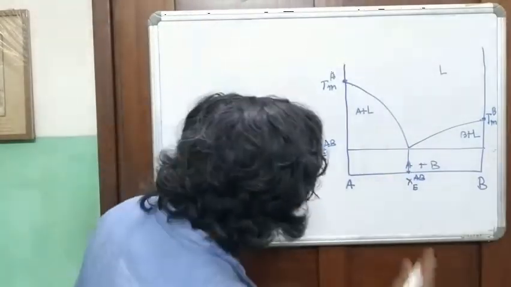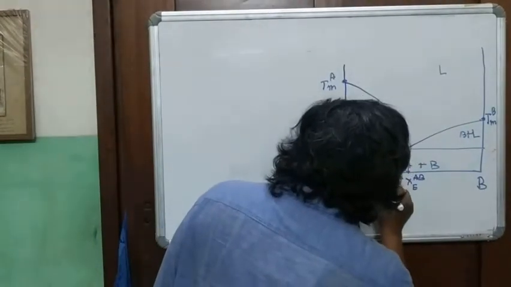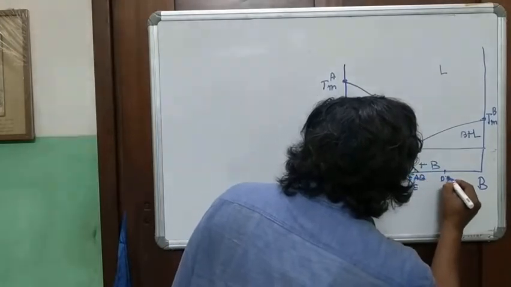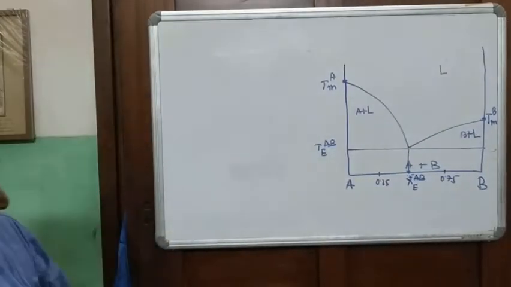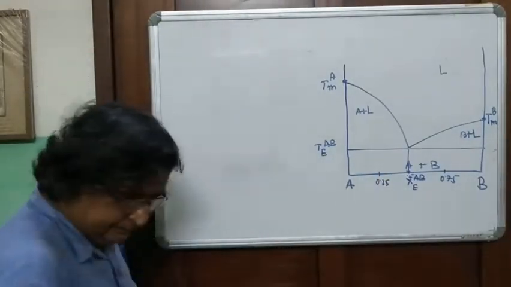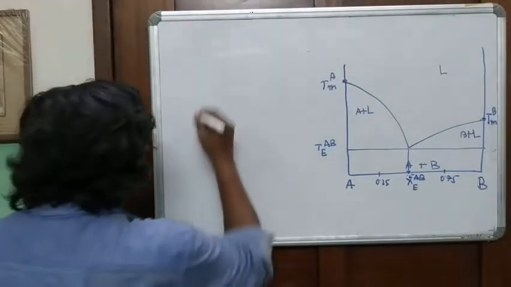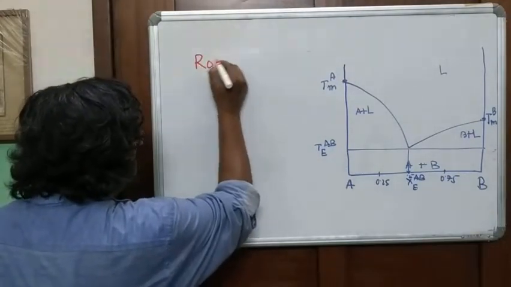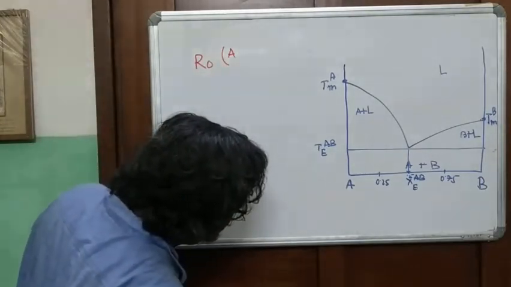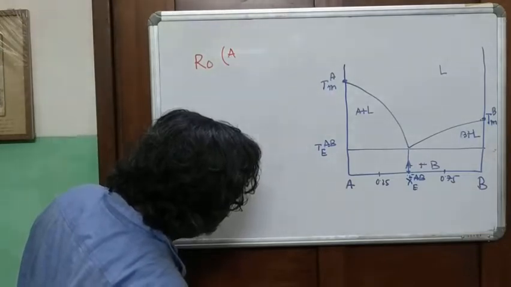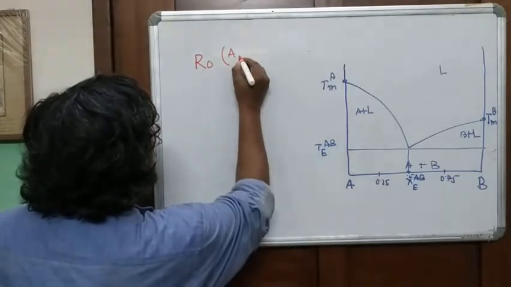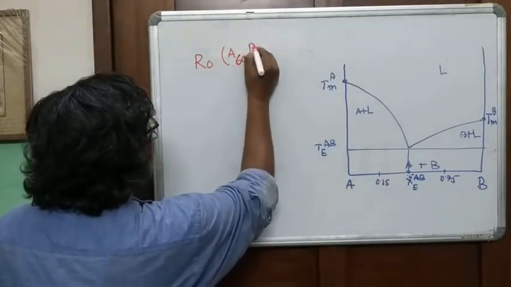Let me take this as 0.25, 0.5, 0.75. Let's take these values. And let's take a rock, R0, which has A60, say B40.